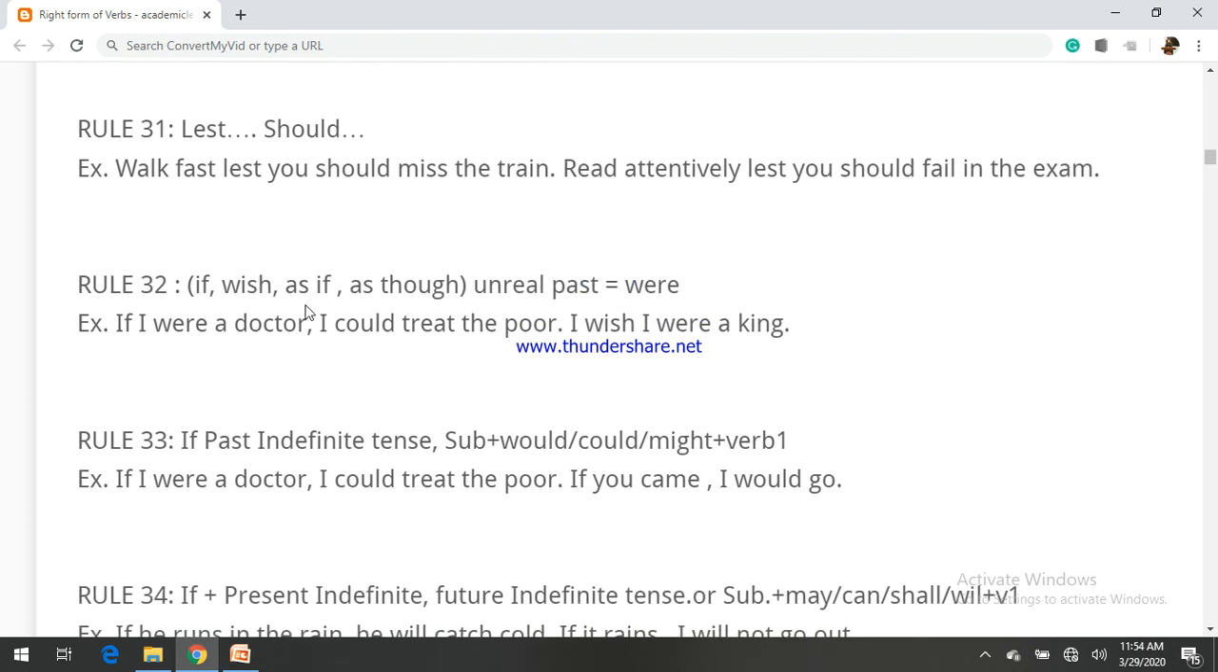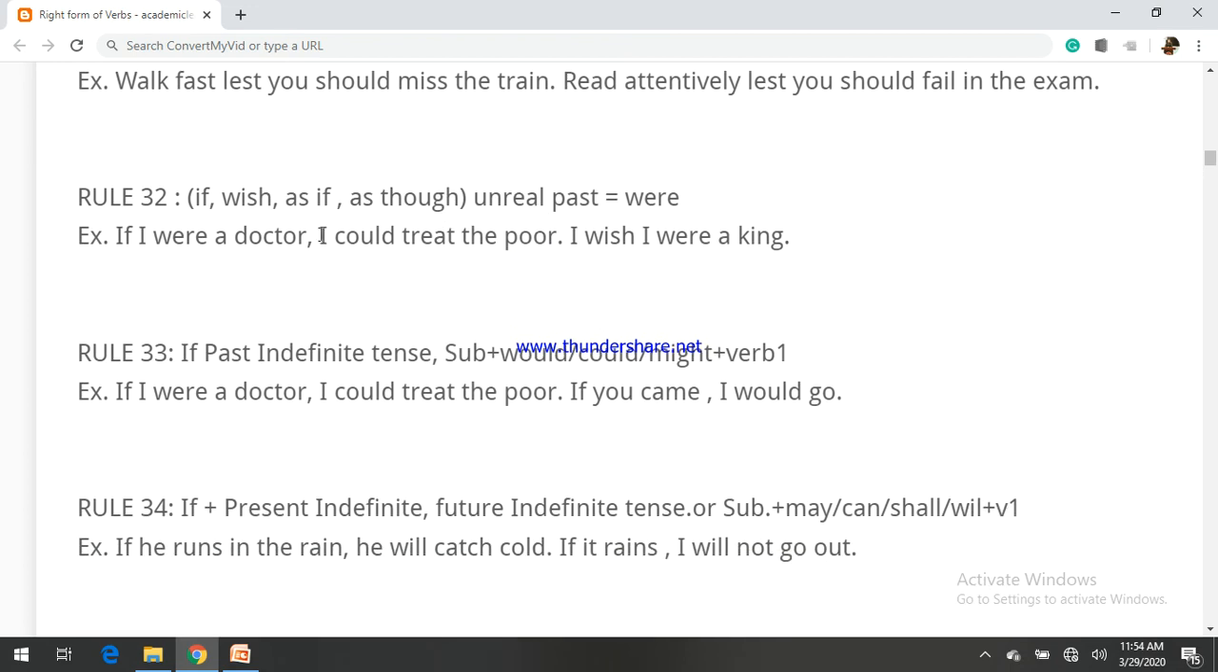Rule 32. If, wish, as if, as though. Okay, unreal past. That means after these unreal past words, you have to use "were", the auxiliary verb. Just use "were" after if, wish, as if. If plus subject plus were. Then I wish, again subject, wish is a keyword, and then subject plus were. That means after wish, as if, as though, or if, you have to bring "were", not "are" or "was".